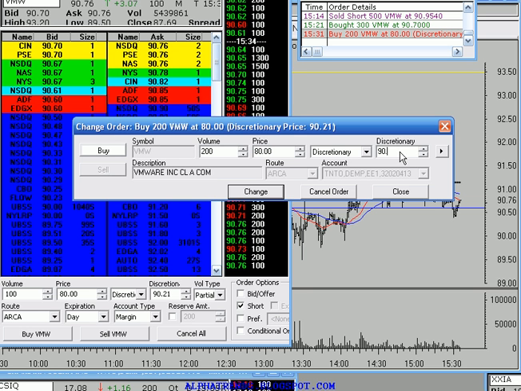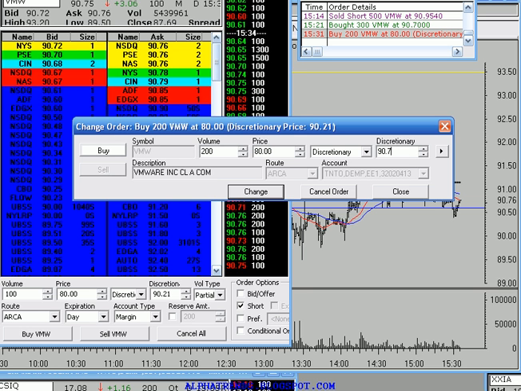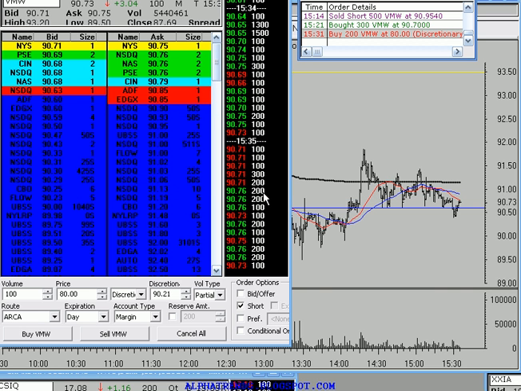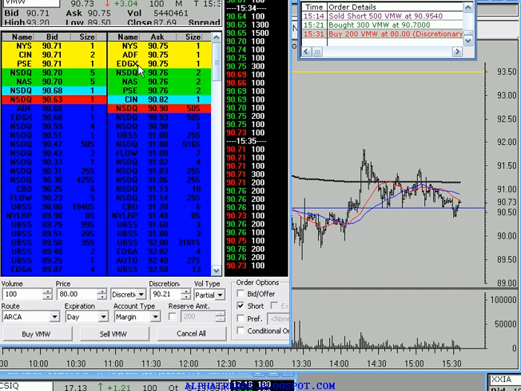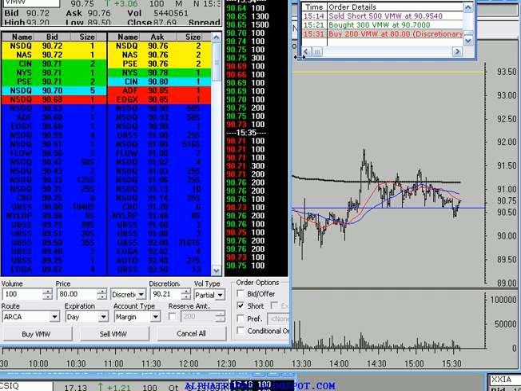Let's just change it to $90.73. We'll just go in between, just to continue to frustrate people who see trades going in between the market and aren't sure what that is. So I've got my order in there. I'm basically in between the bid and the offer right now. And let's just see what happens.